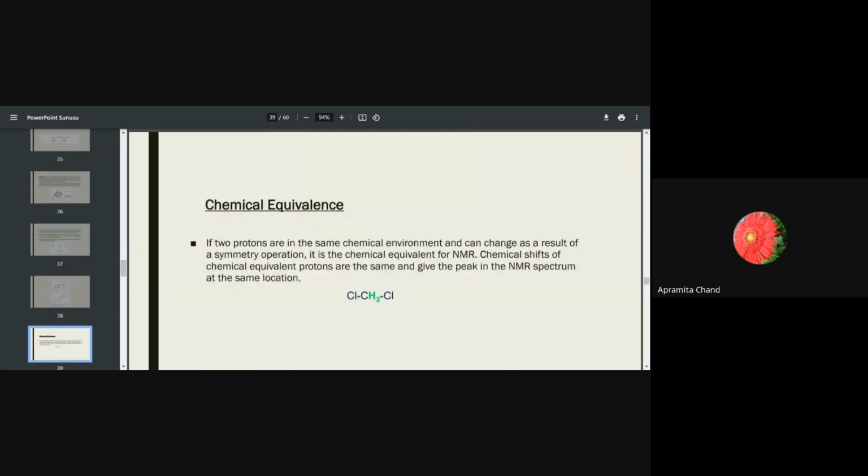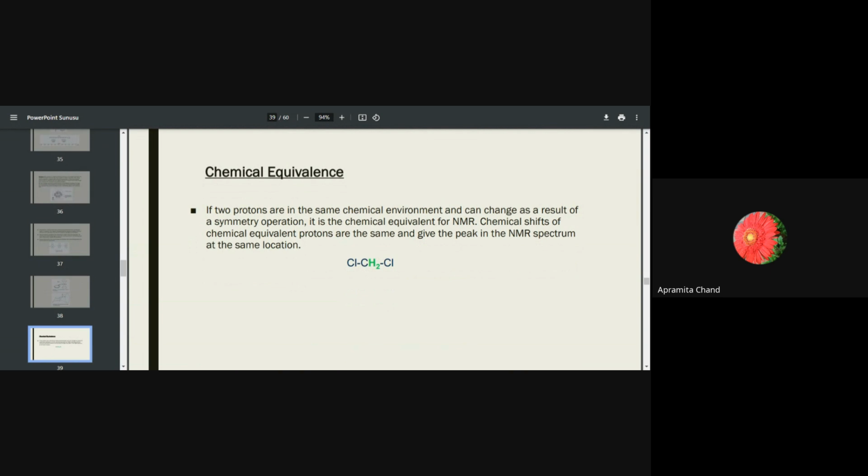Okay, now we come to equivalence. Now, what is chemical equivalence? How can we say that the signal for one proton will be influenced by another proton? And when can we see that the signals will be of the same nature for some kinds of protons? Now, if two protons are in the same chemical environment, and if they can interchange as a result of a symmetry operation, they are chemically equivalent.